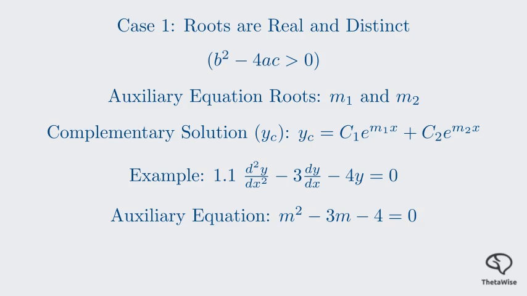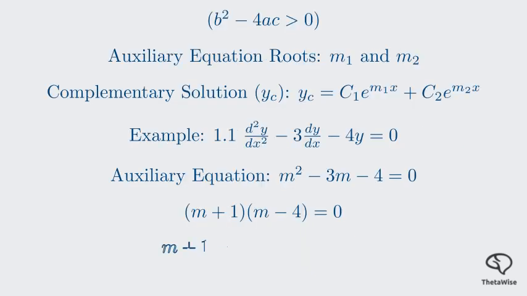This one can be factored. We need two numbers that multiply to -4 and add to -3. Those numbers are +1 and -4, so the factors are (m + 1)(m - 4) = 0. Setting each factor to 0 gives us our roots. m₁ = -1 and m₂ = 4. These are two distinct real roots.